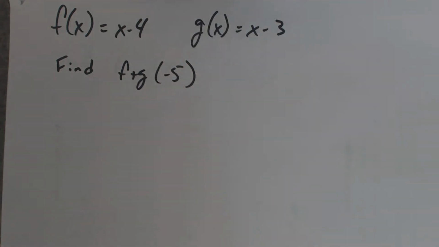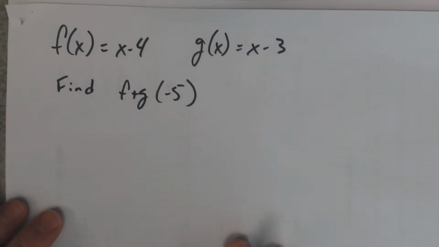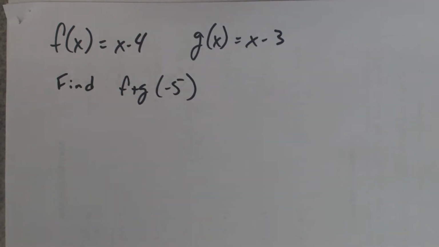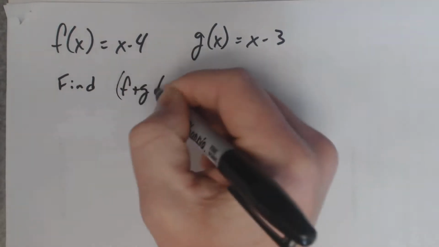Let's review some functions and transformations and composition functions. Let's just review a bunch of junk, okay? First off, given two functions, f and g, we want to find f plus g of -5.